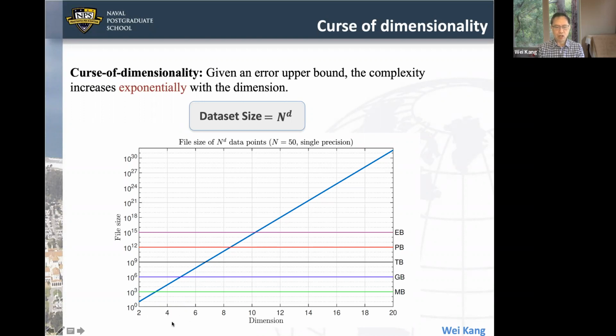If the dimension is 4 or 5, you need about gigabytes of memory. Okay, if you go to 6 or 7, you need a terabyte already. Okay, 8 or 9, you need a petabyte, and for 10 dimensions you need an exabyte and whatever byte. You see how fast it grows.